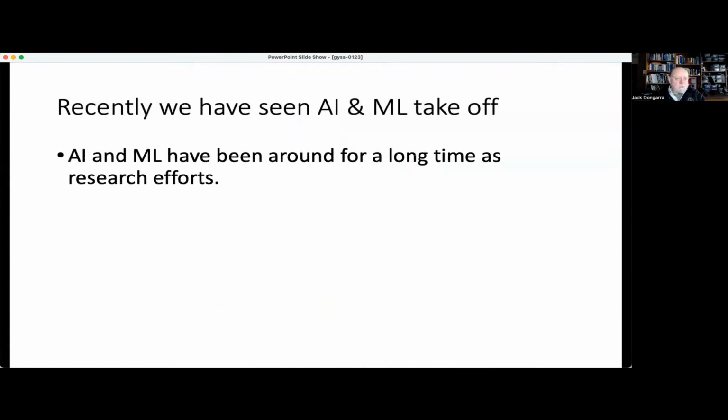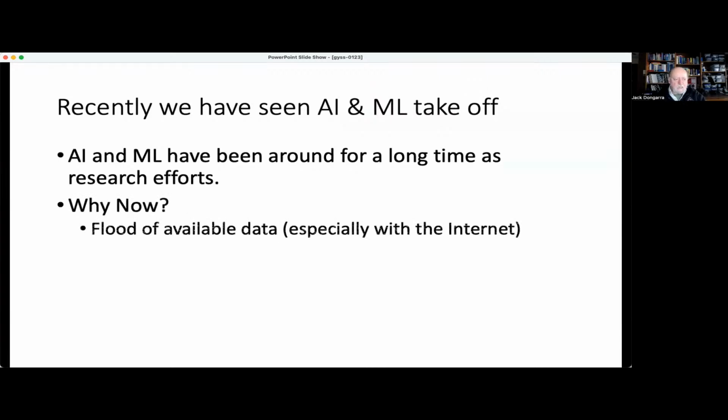So machine learning and artificial intelligence have been around for a long time, but they've really taken off quite recently. And the question is, why did that happen now? Well, we have this flood of data, especially with the internet, to help train the models that we have. So we're pulling data from all over the internet to train specific components of these models. We have this increasing computational power that comes from these GPUs that we use.